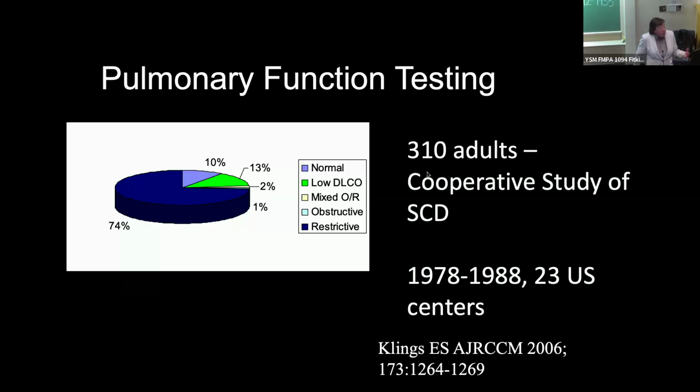We looked retrospectively at the data cross-sectionally of 310 adults. What came out of this was that, first of all, pulmonary function is highly abnormal in our adults. Only 10% of these patients had normal PFTs. What you saw predominantly was a restrictive pattern characterized by low total lung capacity and reductions in FEV1 and FVC that were proportional to each other, and sometimes associated with a low DLCO.